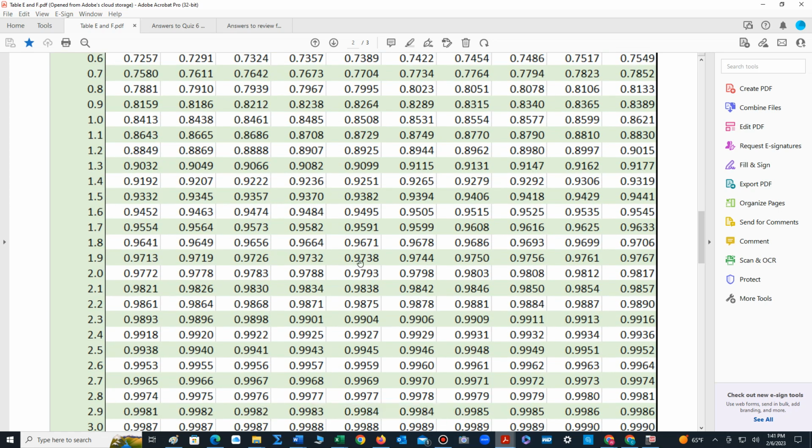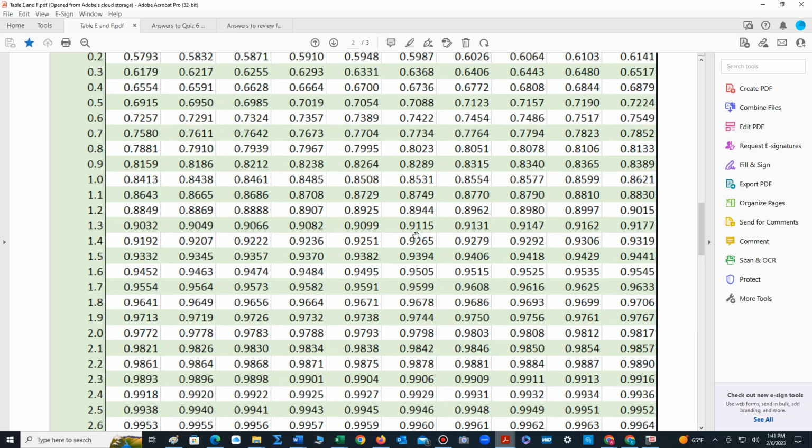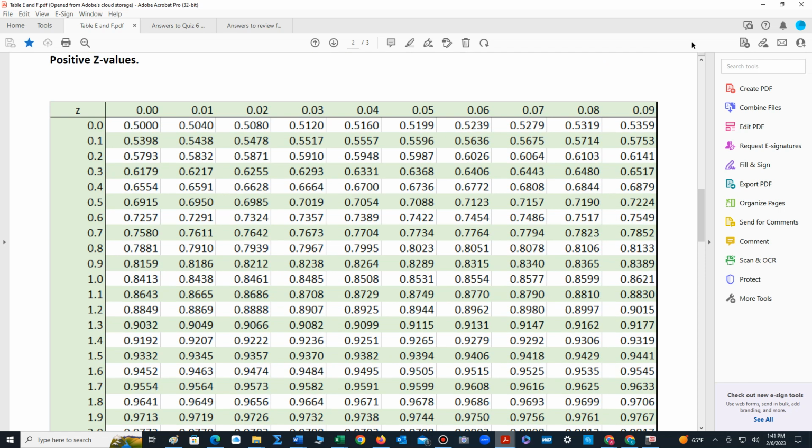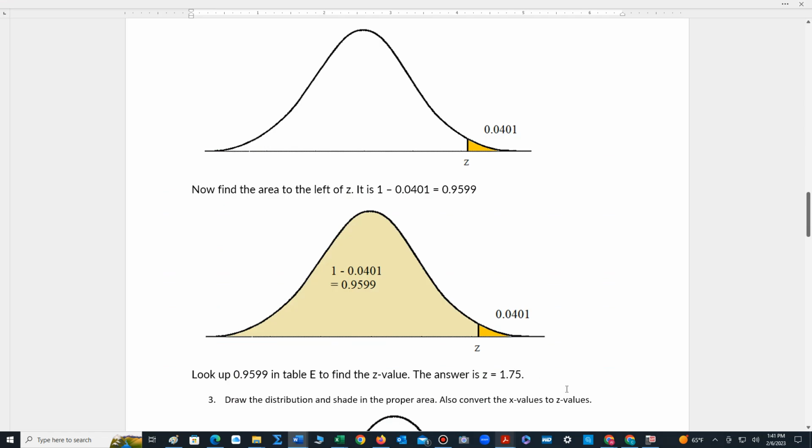So if we look in the chart, here's 0.94. Here it is right here, 0.9599. Look to the left, it's 1.7. Look up, 5. So the missing z-value is 1.75.